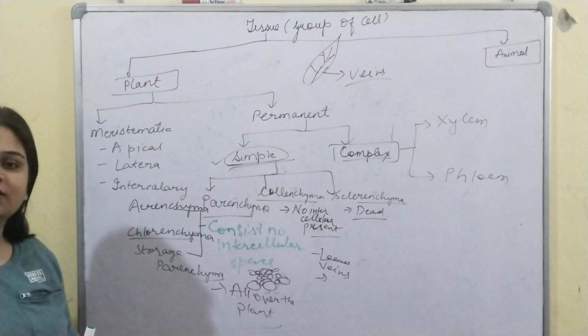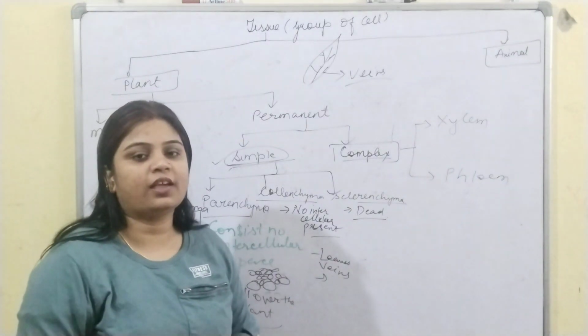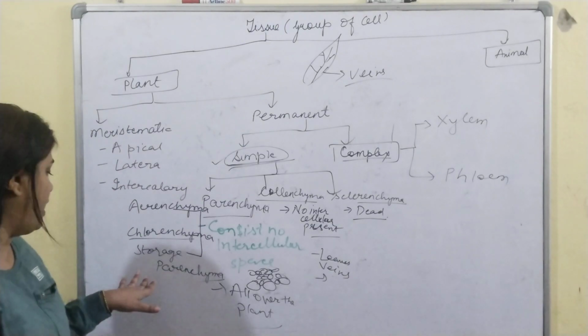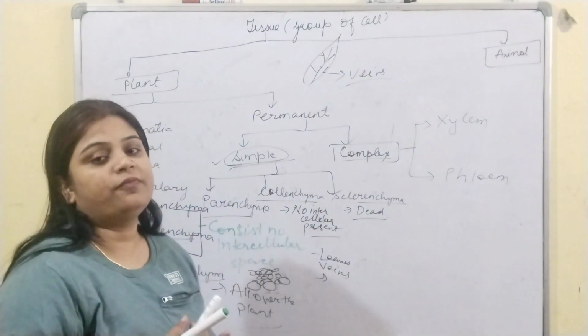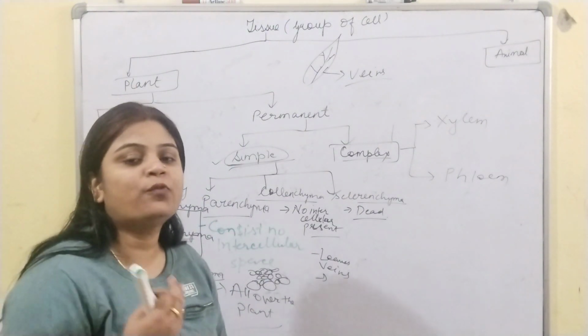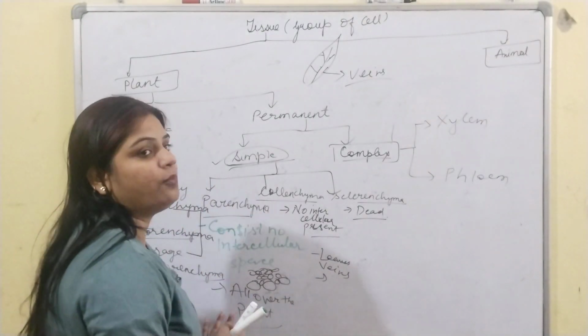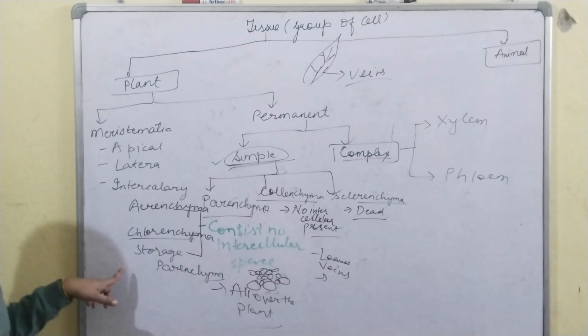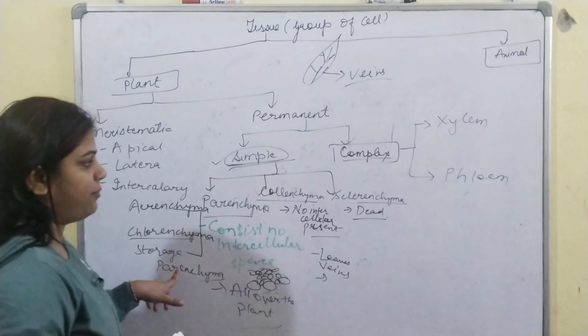Chlorenchyma provides chlorophyll, green in color, and that's why chlorenchyma. Storage parenchyma is modified for the function to store food in the plant. So these are the modifications for parenchyma: aerenchyma, chlorenchyma, and storage parenchyma.